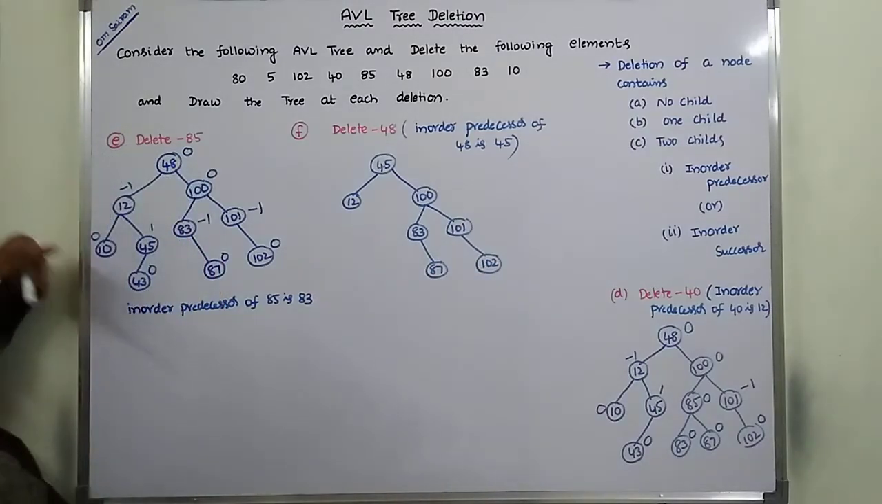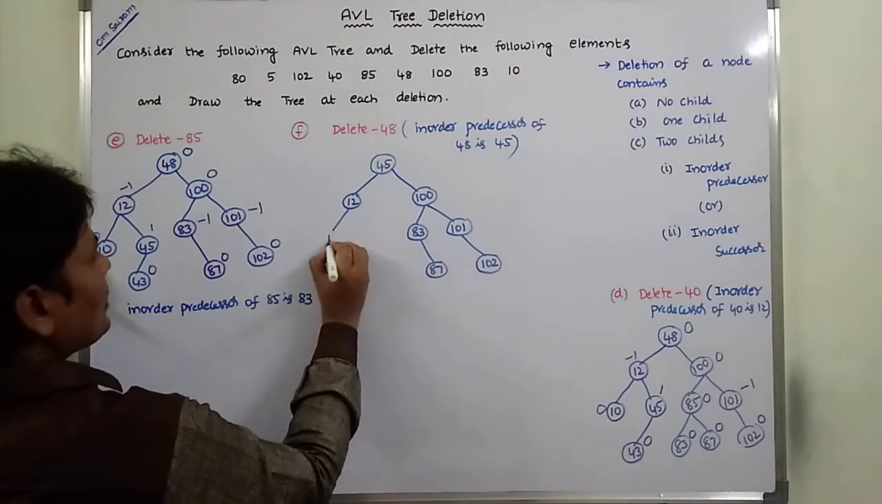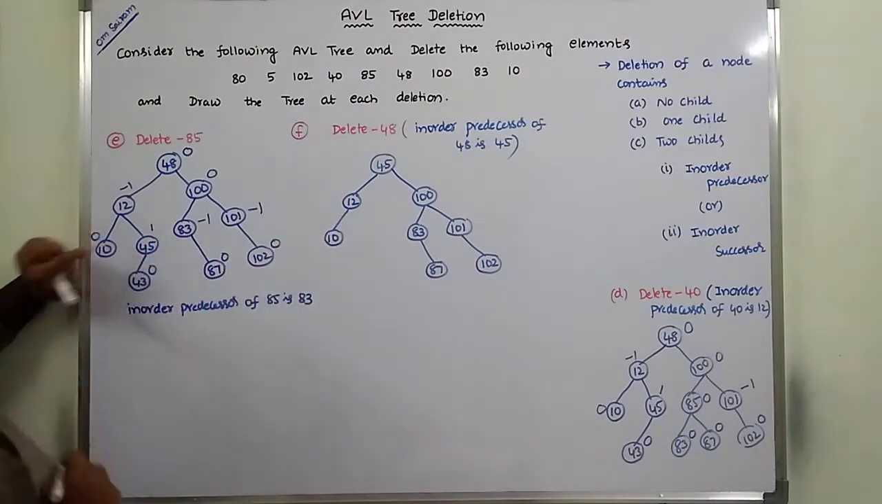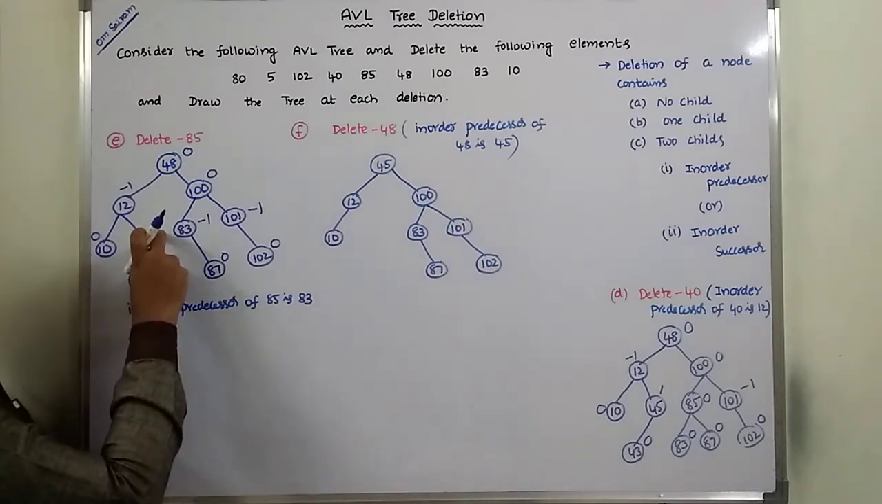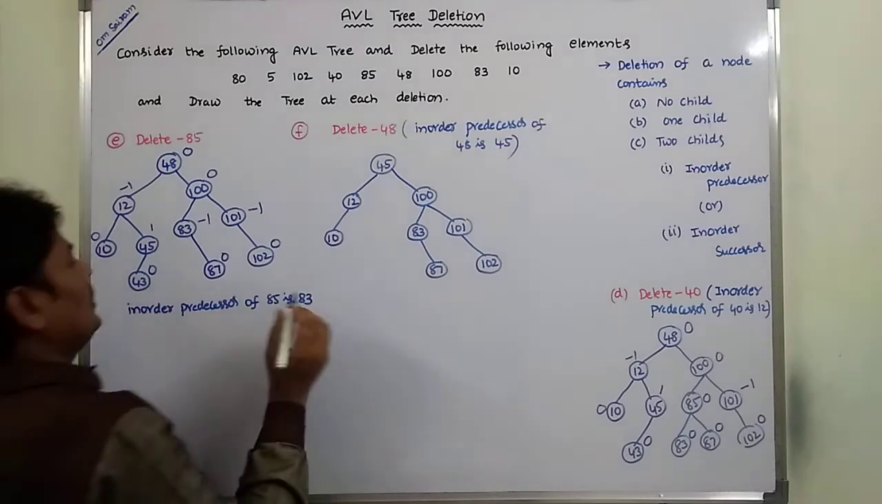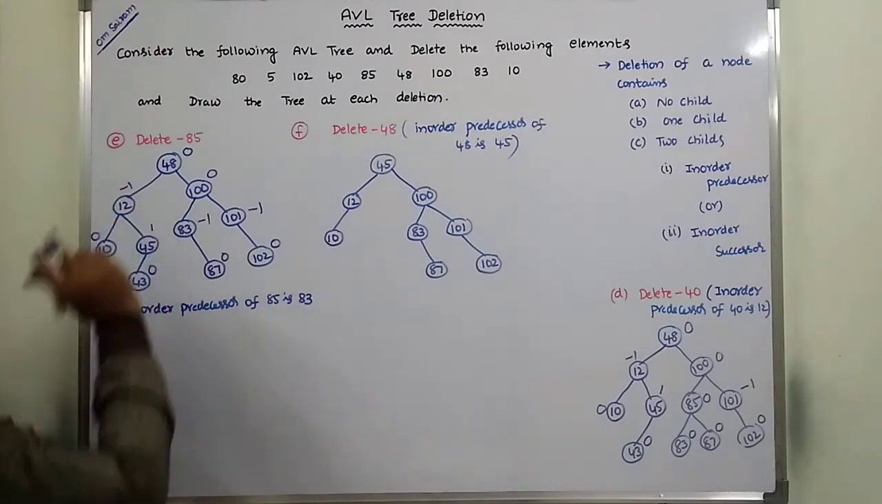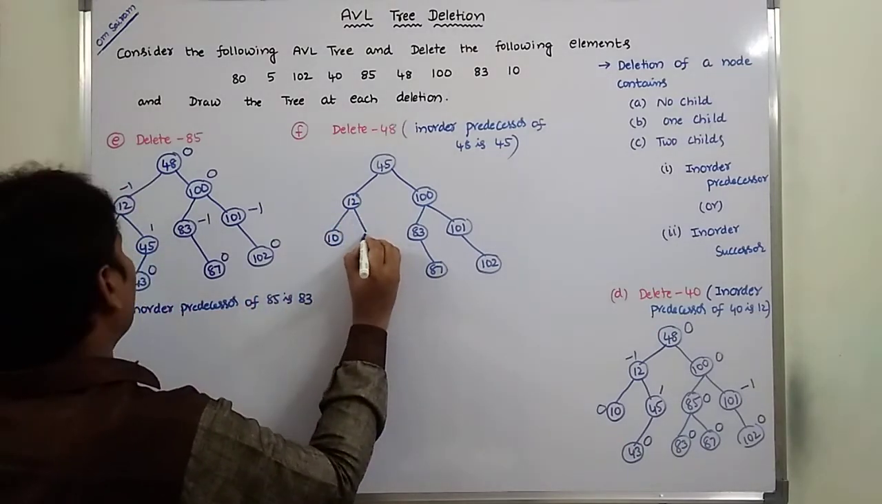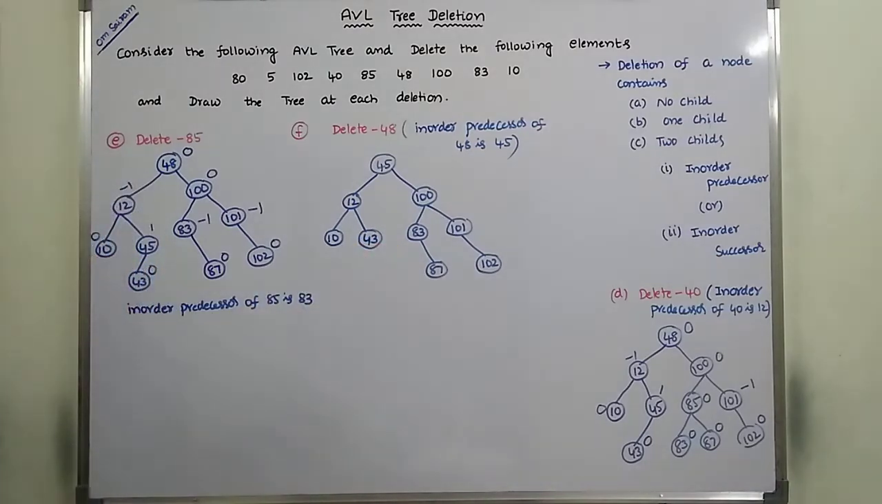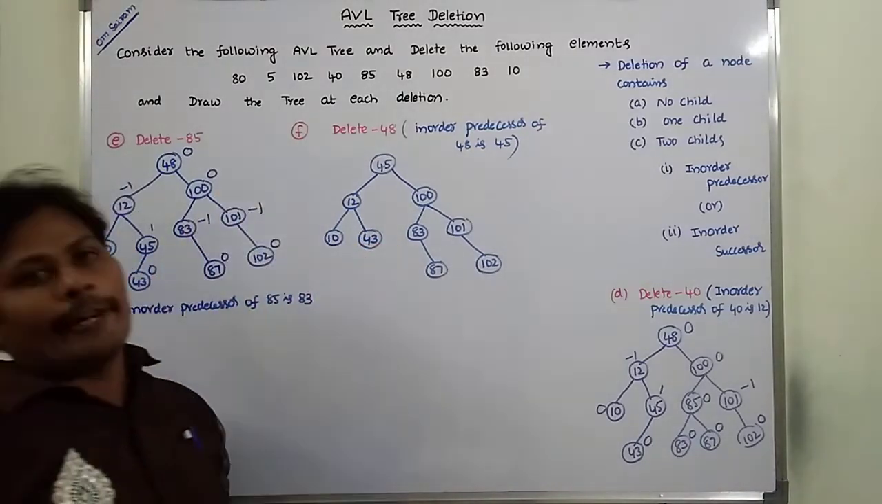Okay, now go for this one. Its left child is 10. Okay, the right child is not there. So this child can be replaced with this node. This node goes up. So the 43 parent is 12. This is the tree we are getting after deleting 48.